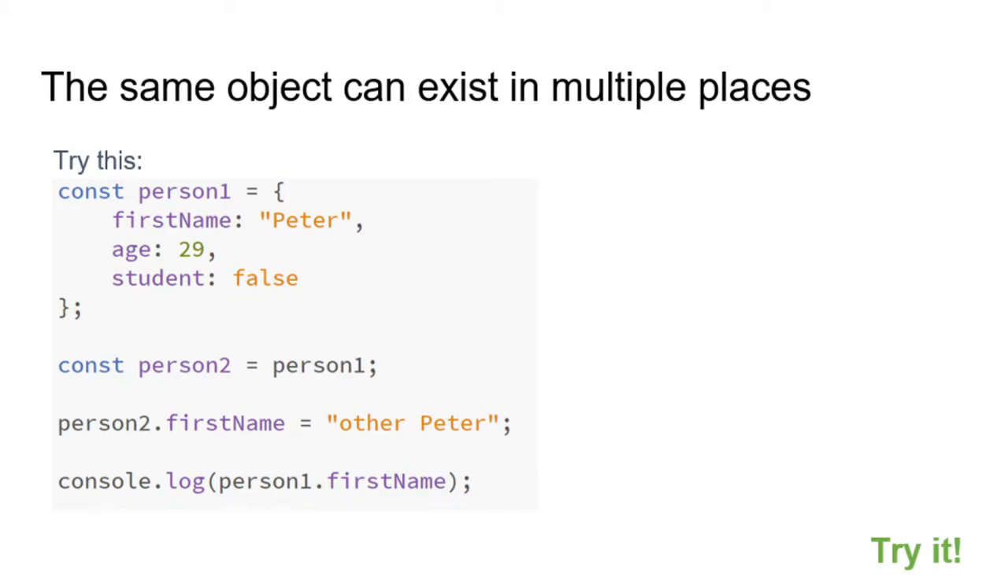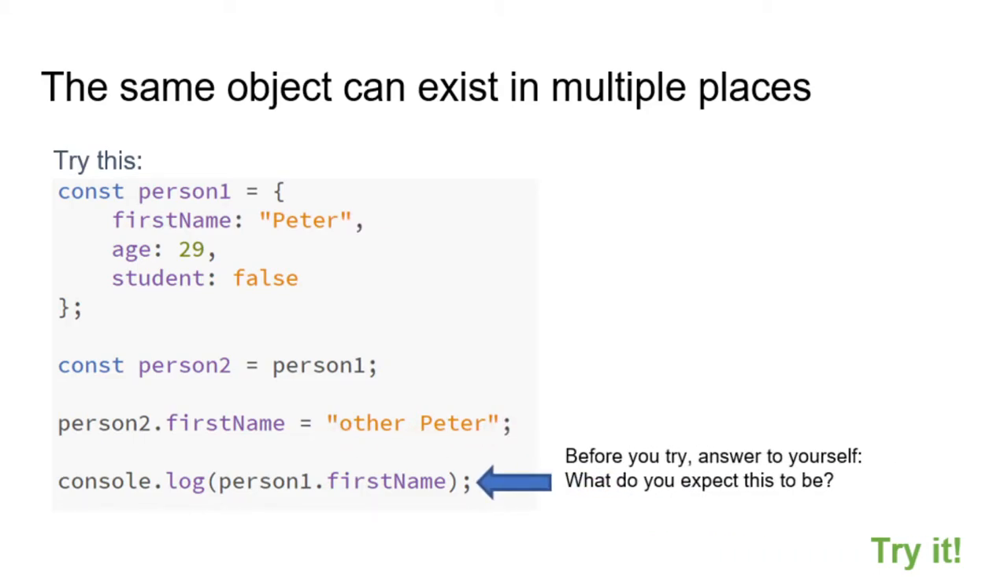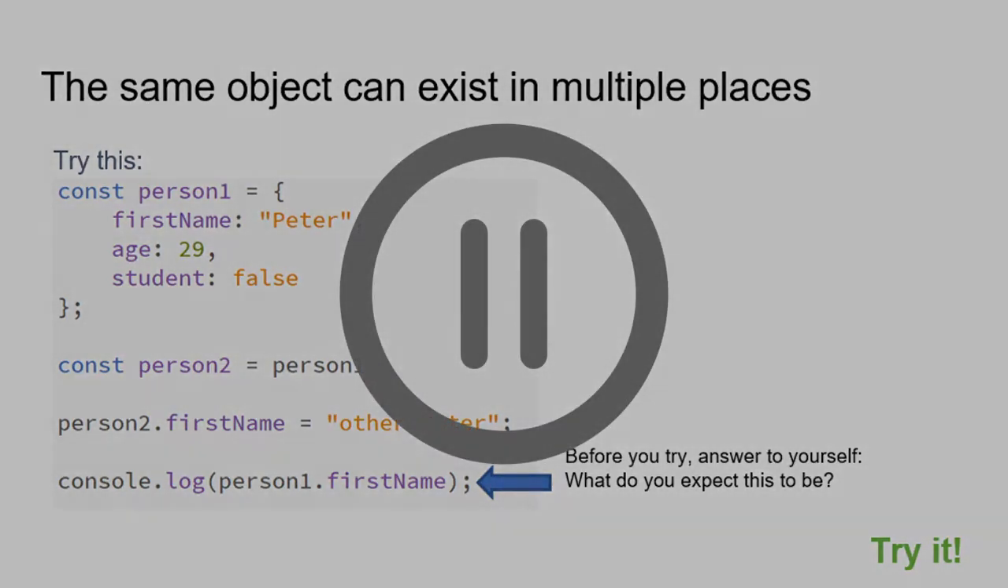And then I want you to try and change the first name of the other object so that it is called other Peter. And then console log the first object's first name and see, is that still Peter or has that changed to other Peter? And before you try it, answer to yourself, what do you expect it to be? Do you expect it to be other Peter or Peter? Try this out now and I'll wait while you do.